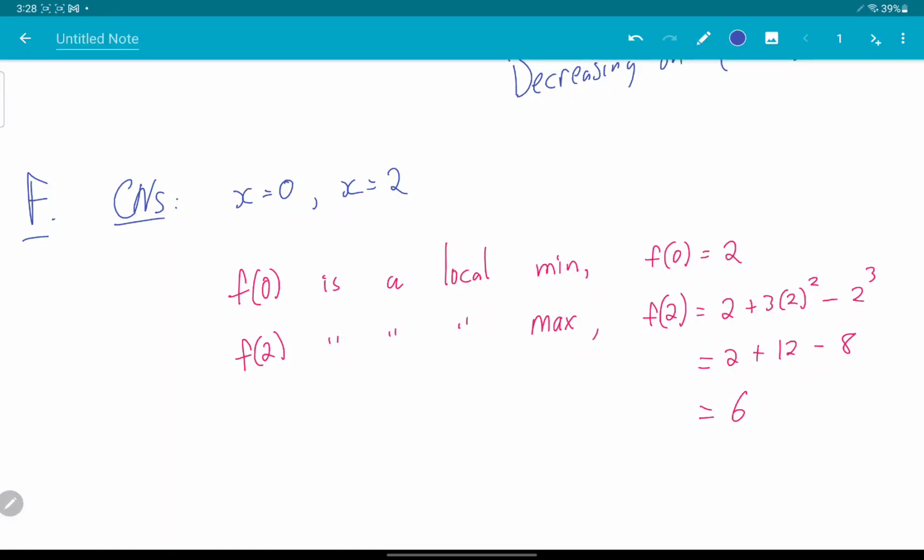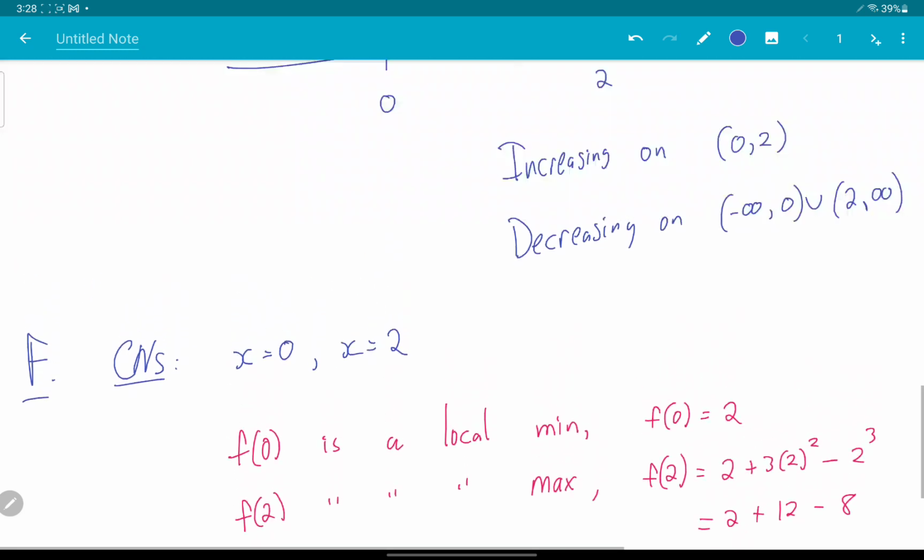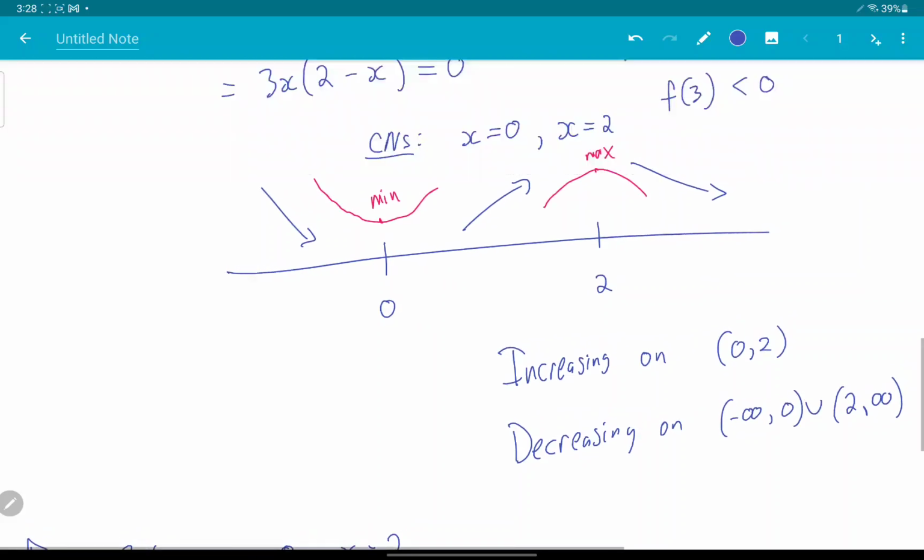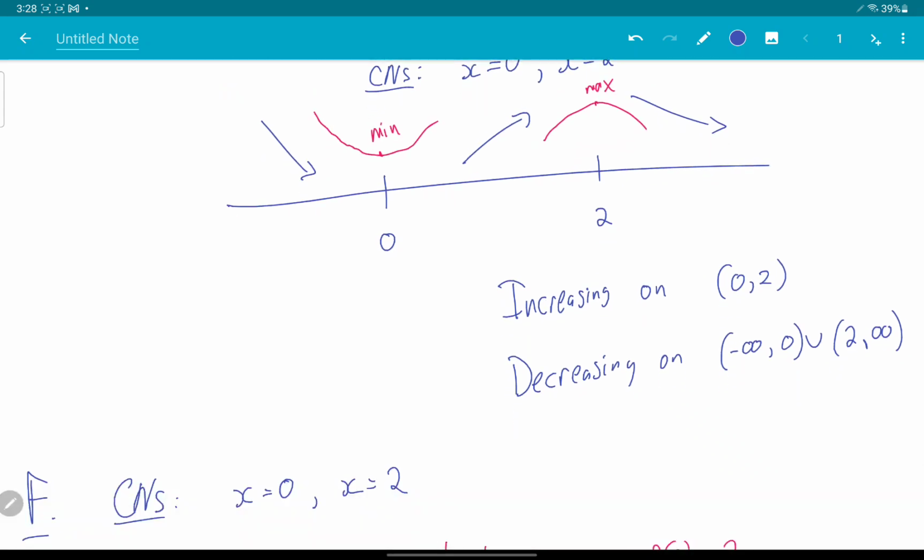Okay, so again, we had our critical numbers and we were able to classify them using the first derivative test, which was what I did in red here, basically. Hopefully that makes sense. Decreasing, then increasing, that makes a min. Increasing, and then decreasing, that makes a max.